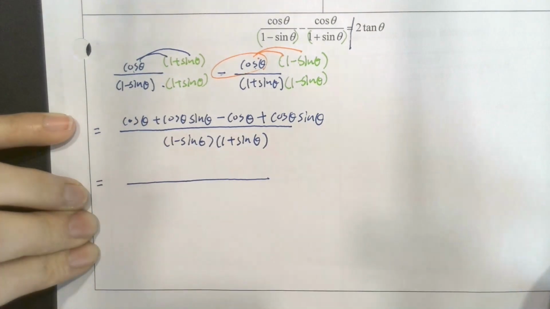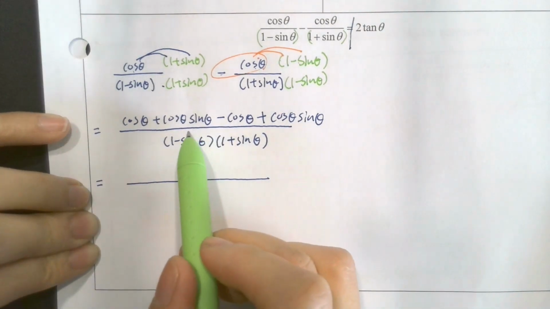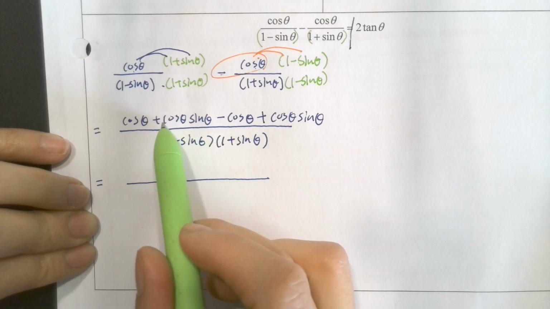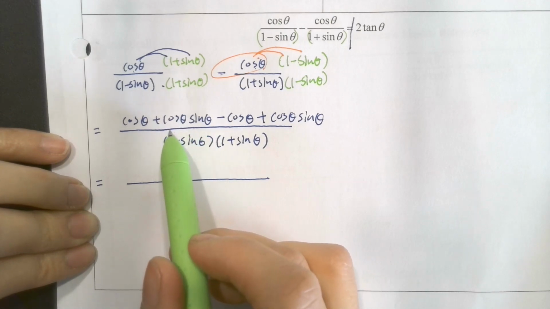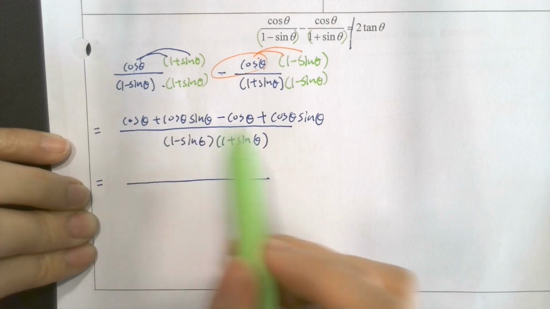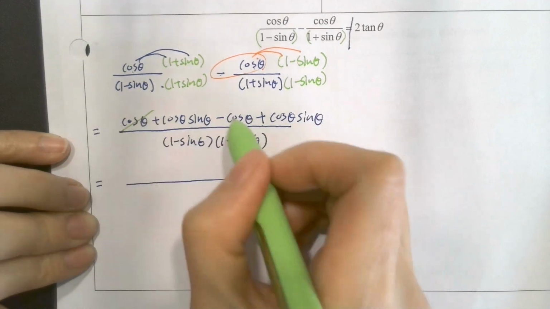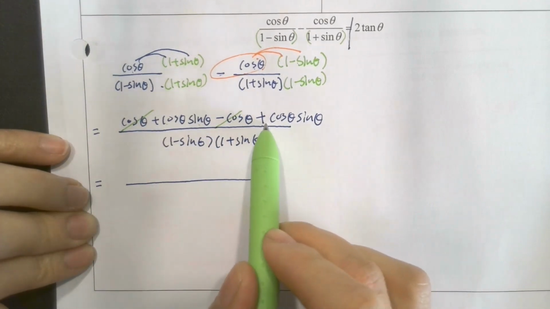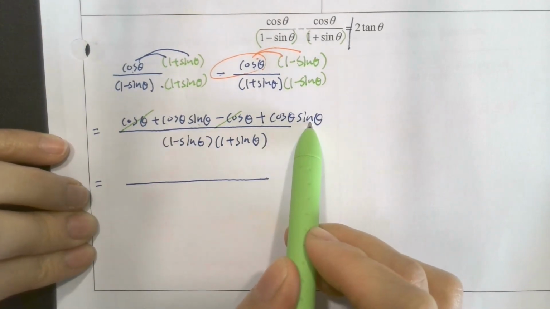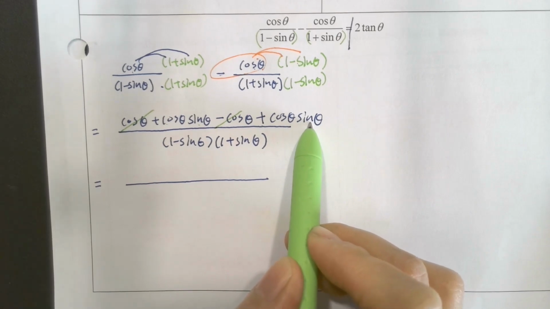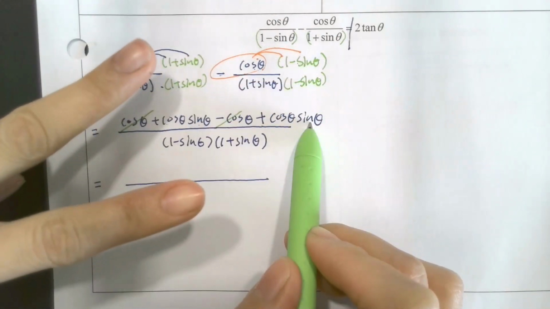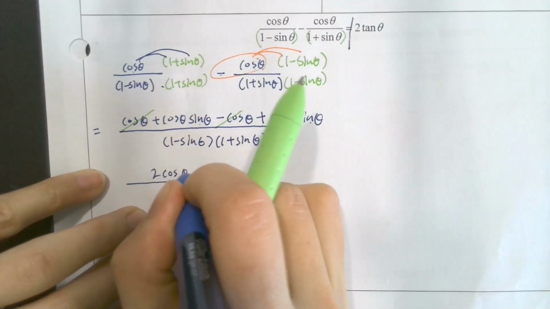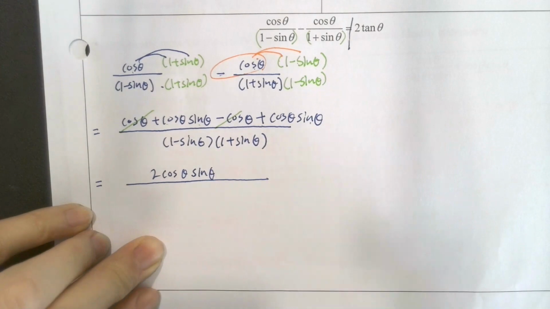Look at your numerators. Kind of zoom out a little bit, like as a person, and see what is happening here. Do you guys see that cosine theta is here, negative cosine theta is there, so we can cancel out. We have cosine theta sine theta, and we have another cosine theta sine theta. So how many cosine theta sine theta do we have? 2. So I got 2 cosine theta sine theta as the numerator.